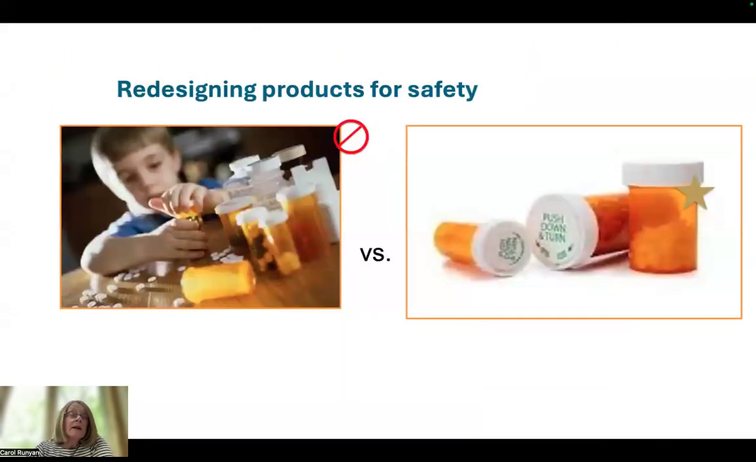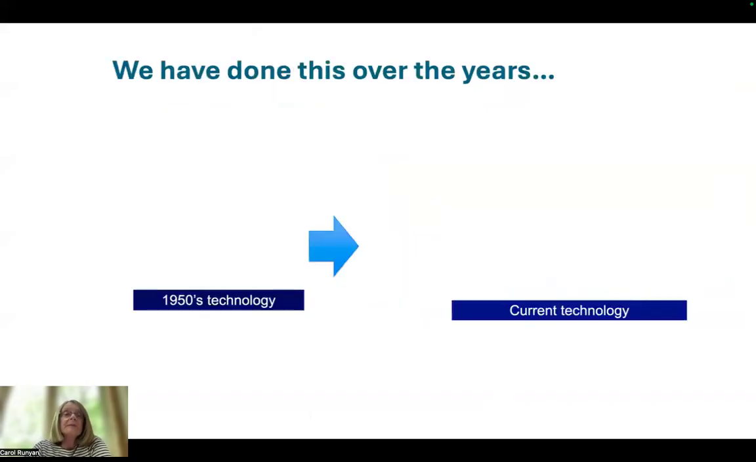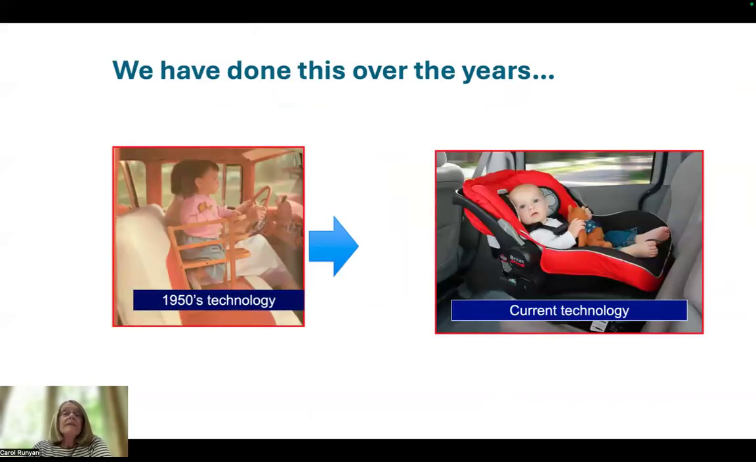We redesign products for safety all the time. So for an example, before 1970, medicine containers were much easier to open for children. And then in 1970, the Product Packaging Act was passed, requiring these kinds of safety caps on medicine bottles. So that's an example of changing the design of the product for safety purposes. And we've done this over the years.